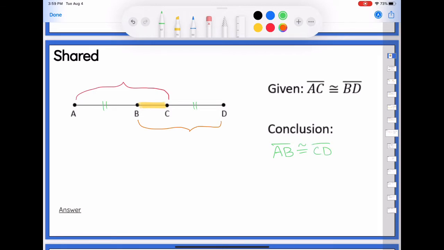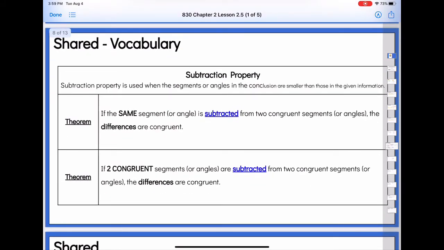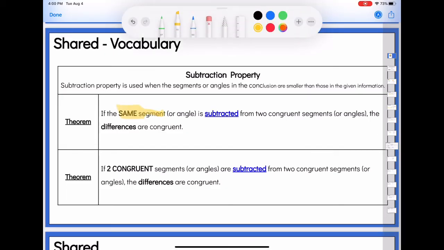But this wasn't addition, was it? I had big parts. I was taking away the same thing, and I ended up with little parts being congruent. When I'm taking away, this is the subtraction property. So in this example that I showed you, the same segment is subtracted from two congruent segments, then the differences are congruent. So remember, the answer when I have a subtraction problem is the differences. That's why I'm using good vocabulary here. And that would also have worked for angles.